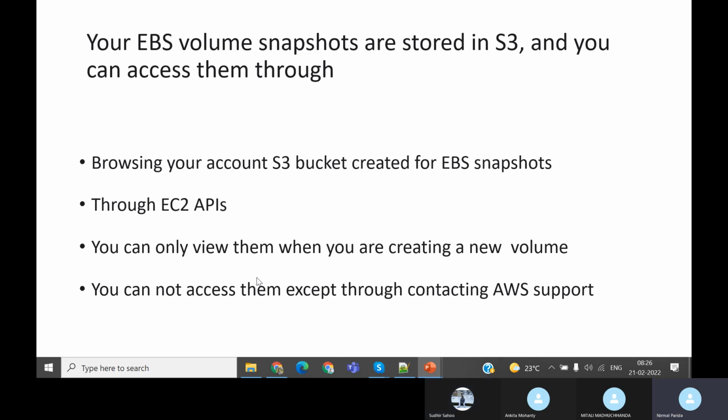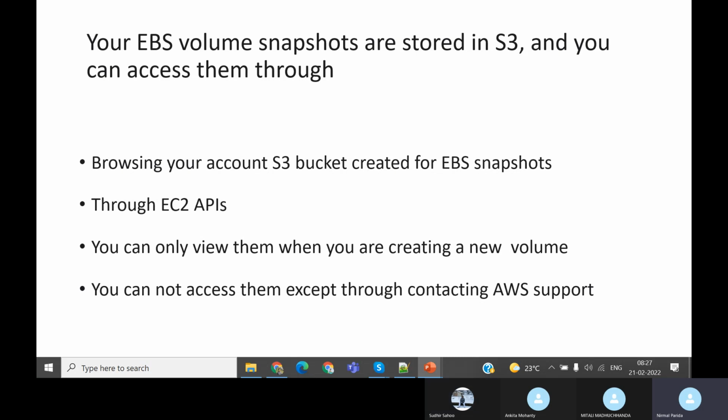And option 3 is you can only view them when you are creating a new volume. No, this is also not true. While you are creating, if you go to EC2, there is an option called EBS snapshots, and you can see them there. That is through EC2 APIs, because EBS is in a different area, and you can use those EC2 APIs to see them.